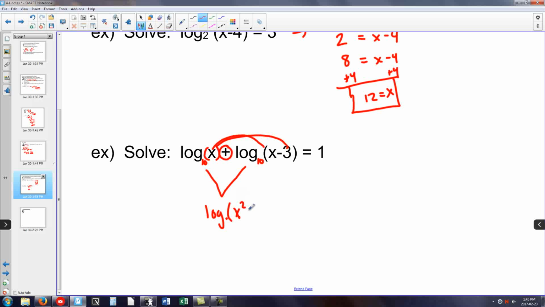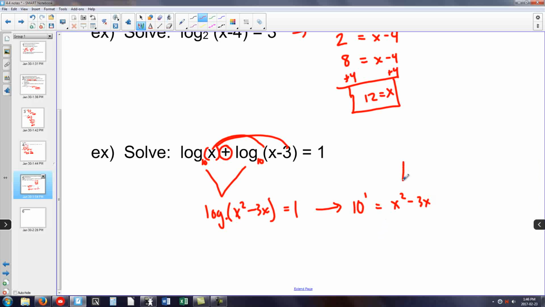And that would be x squared minus 3x. And that will equal 1. So now, all I have to do is go to exponential form and try to solve from there. Well, the base we already said was 10. Because the log equals 1, the exponent would be 1. And that will equal what's inside the parentheses, x squared minus 3x.